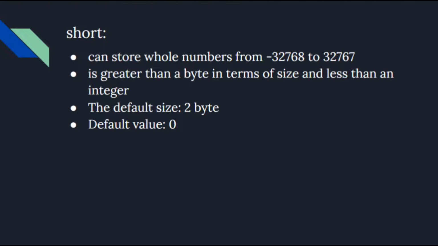The short data type can store whole numbers from -32,768 to 32,767, and is greater than a byte in terms of size and less than an integer. Its range is -32,768 to 32,767. The default size of a short is 2 bytes and the default value is 0.